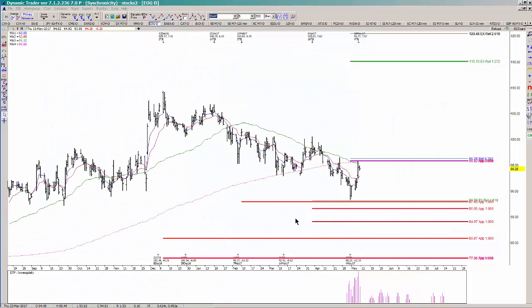In today's video, we're going to take a look at the stock EOG. Now, what I want to do is show you what the last decision was and then what the next decision is, because we do want to take this work from one decision to the next.